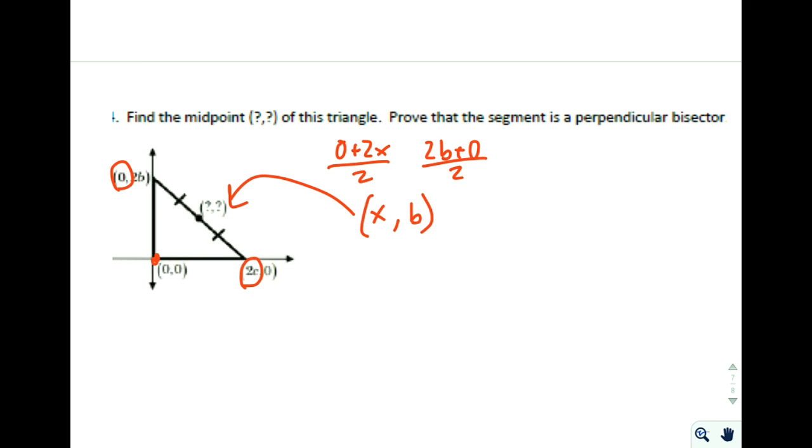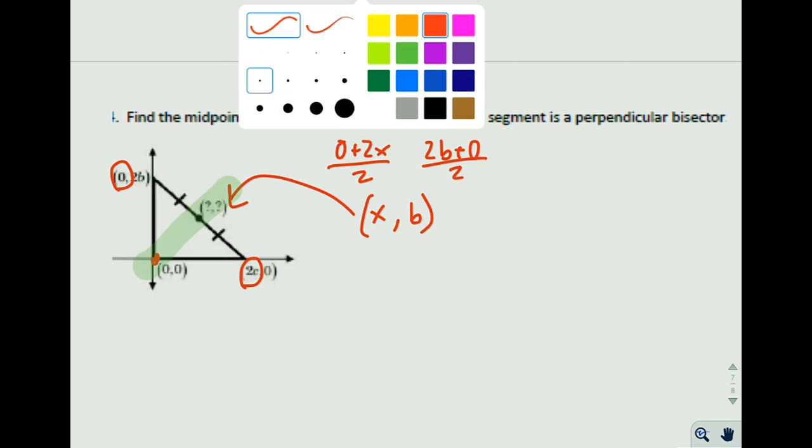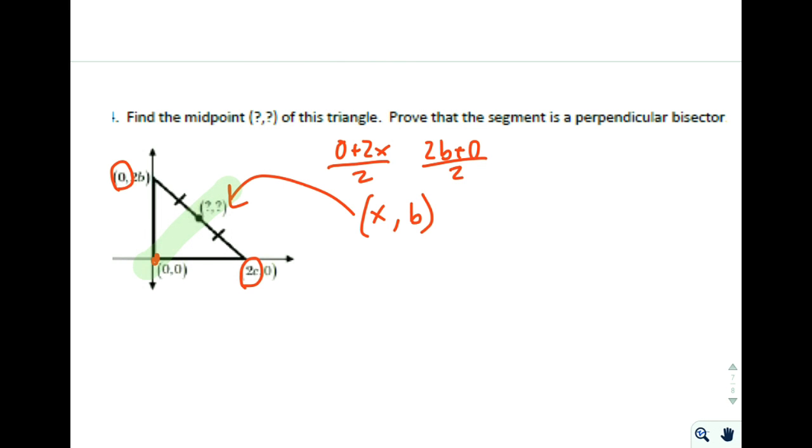Now let's find our slope of the midsegment. Slope of the midsegment, we are going to go from 0, 0 to x, b. So the distance between our y's is b. Distance between our x's is x. So our slope, and it's going upwards, so our slope is b over x.